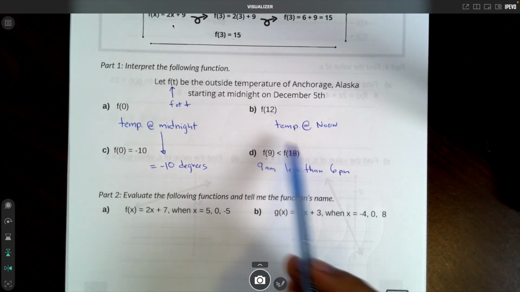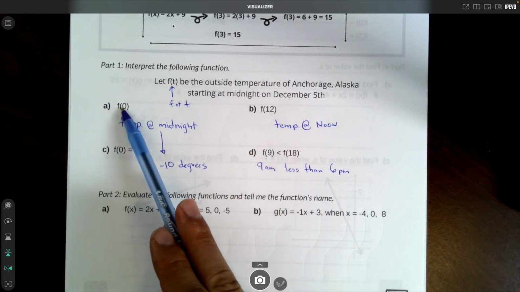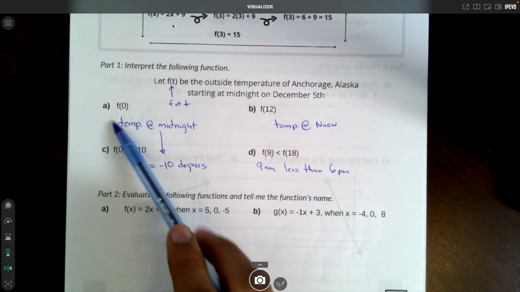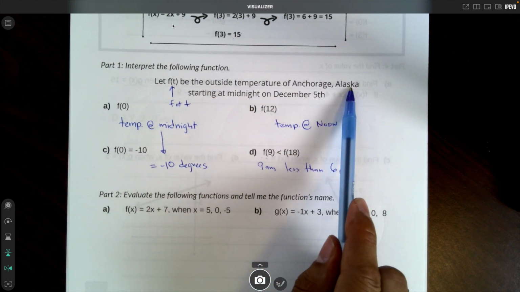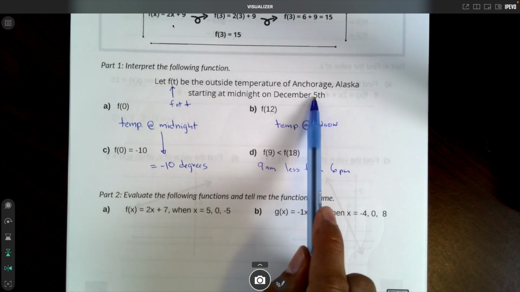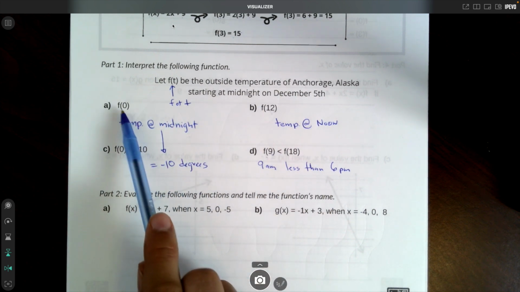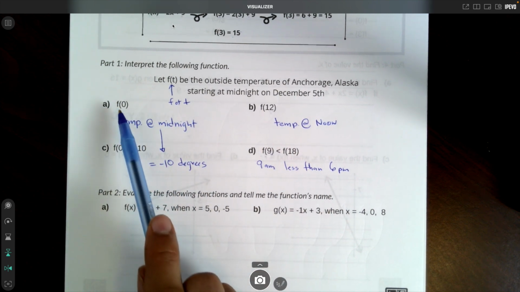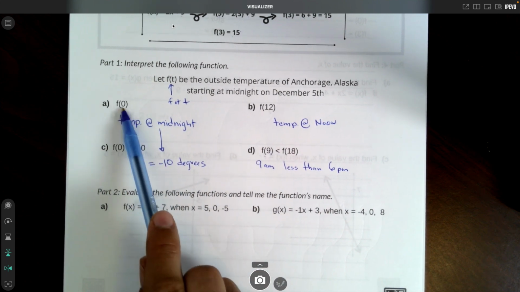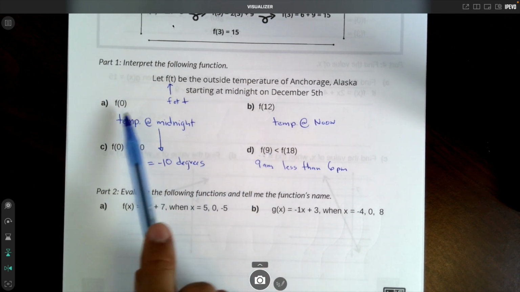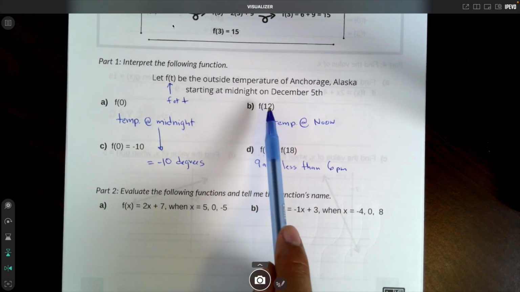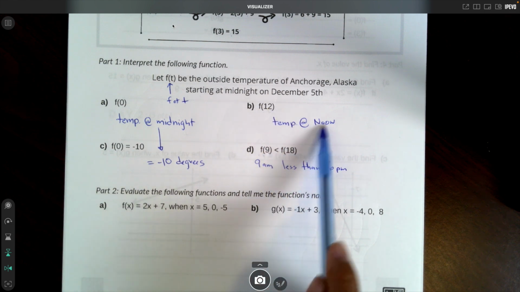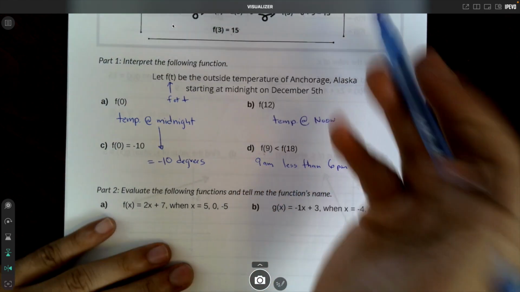So see if you can understand what this means. Again, F of 0, this is talking about temperature. So it says, let this be the temperature of Anchorage, Alaska on this day. And we're going by hours. So what's the temperature at midnight? It's negative 10. What's the temperature after 12 hours? Well, I don't know because it didn't give me an equals.